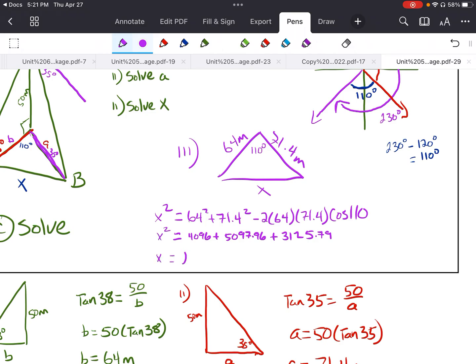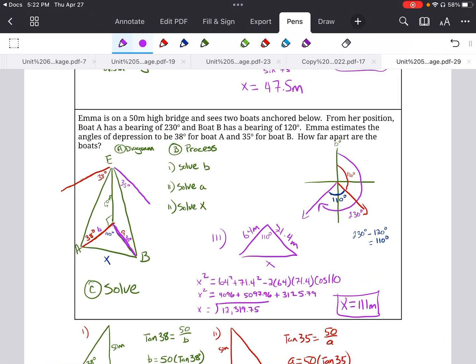Okay, so x is the square root of 12,319.75. So x is 111 meters. Okay, so the two boats are 111 meters away from each other.